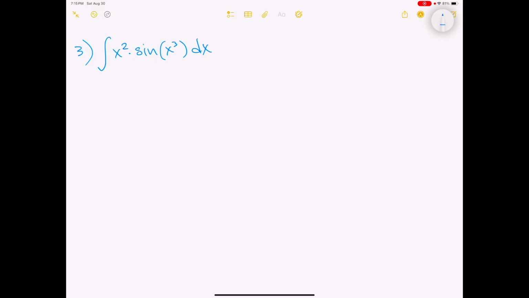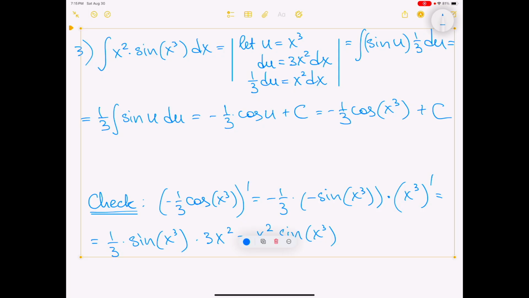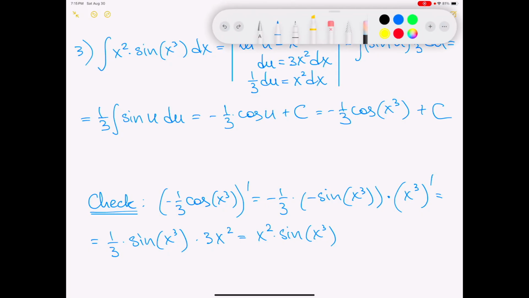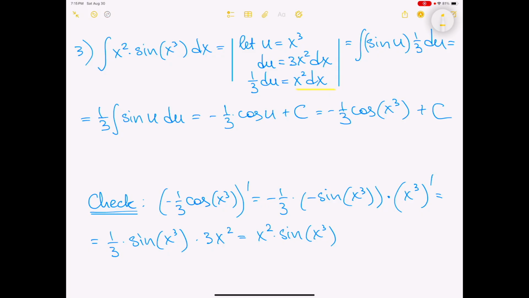For U-substitution here, I would like to try the argument of the trigonometric function. Let u equal x cubed. If u equals x cubed, the derivative of x cubed is 3x squared. Therefore, differential du is equal to 3x squared dx. I can multiply both sides of this equation by 1/3, giving me an equation that allows me to replace x squared dx with 1/3 du.